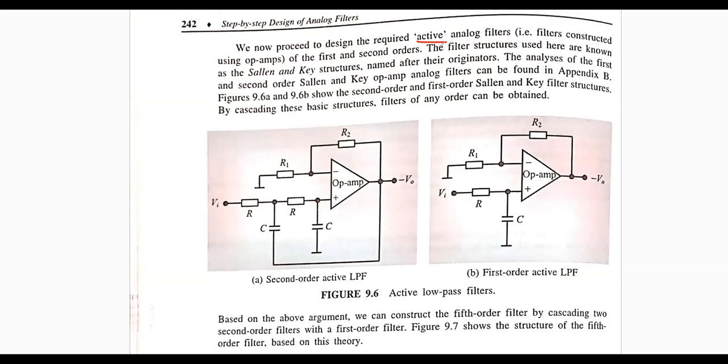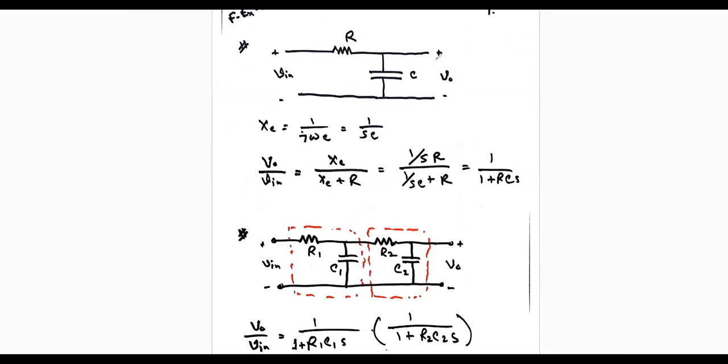So why do we need to go for the active filter? Those are the questions. Okay. So why are we using the Sallen-Key structure? Let's say we start with a passive filter. We already know the characteristics of the passive filter, how it works and everything.